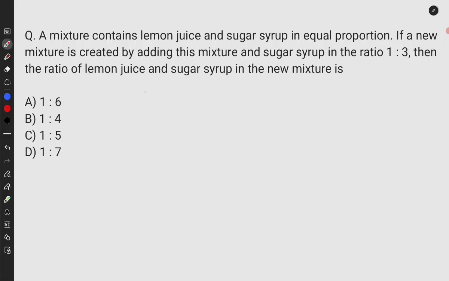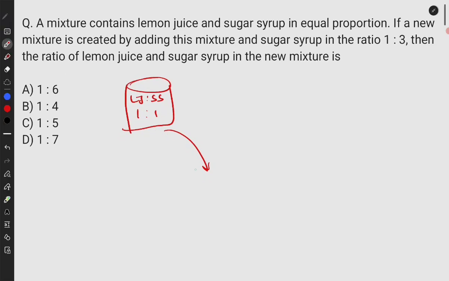A mixture contains lemon juice and sugar syrup in equal proportion. If a new mixture is created by adding the mixture and sugar syrup in the ratio 1:3, then what is the ratio of lemon juice and sugar syrup in the mixture? Let's say there is a mixture which has lemon juice and sugar syrup in the ratio 1:1, equal quantity. Now this is mixed with the 1:3.